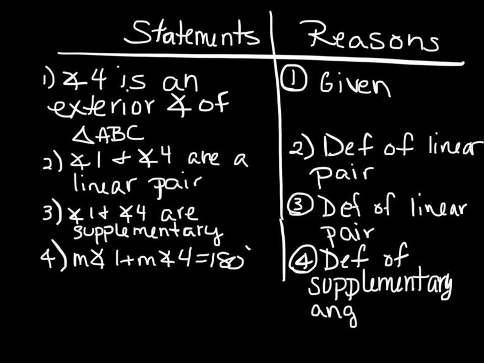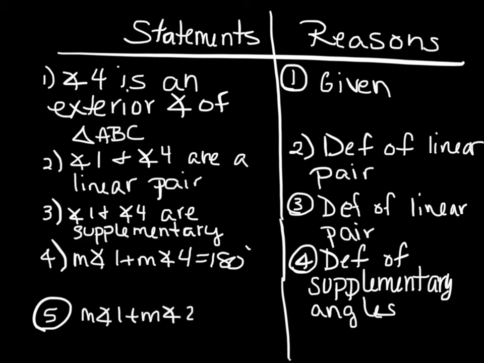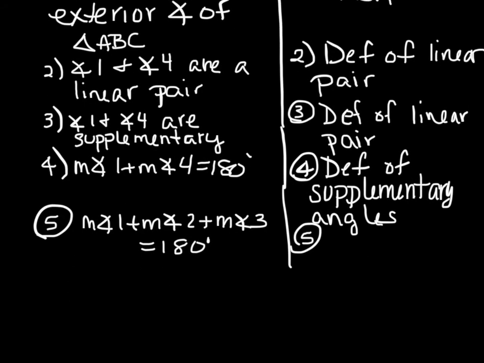Okay, so why does that help me? Well, what do I know about the rest of my angles? I know that the measure of angle 1 plus the measure of angle 2 plus the measure of angle 3 is also equal to 180 degrees. How do I know that? Well, I just talked about the triangle angle sum theorem. So let's use that here. Triangle angle sum theorem.